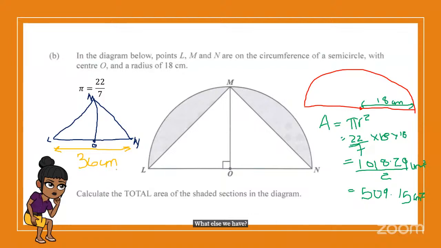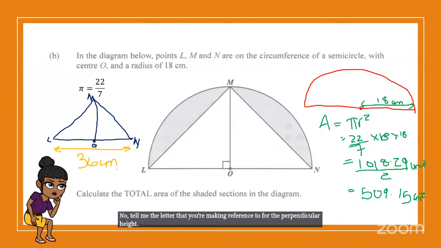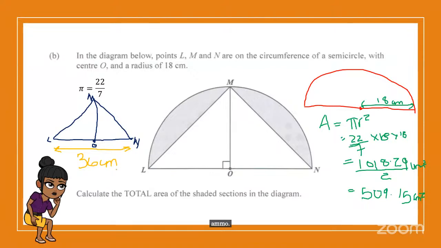The perpendicular height. All right. The perpendicular height is what? Tell me the letter that you're making reference to for the perpendicular height. MO. Awesome. MO would be what? 18. You see, 18. You have to come with a reason. You can't just drop the number. Because it's a radius. It comes from the center and touches a point on the circle.